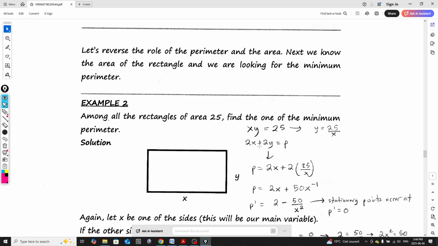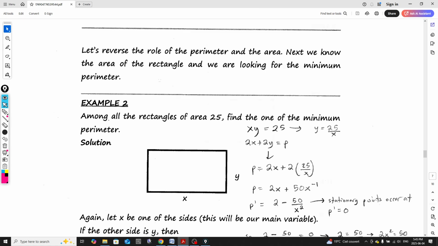Well, I know that the perimeter is still 2x plus 2y equals perimeter. Except now, because I'm trying to minimize perimeter, I'm going to take this area function equation right here and isolate for y, and substitute that into my perimeter equation.